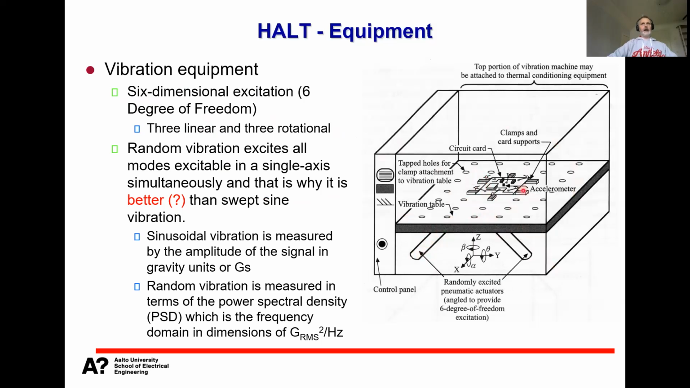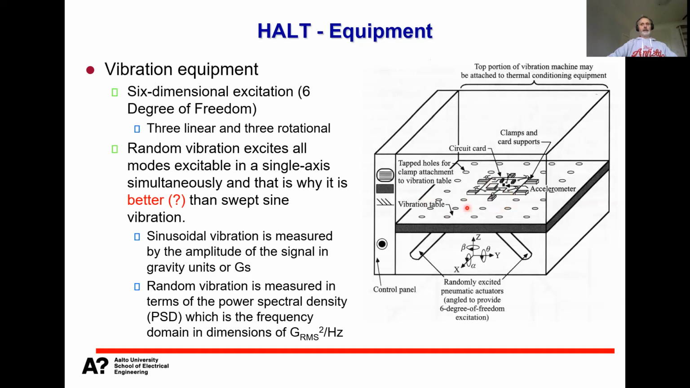where then you can have all these different directions of forces. And then in the random vibration, you cannot directly measure the G's, but you need to measure the root mean square G square. So it's a so-called power spectral density, which you measure in random vibration. So that is the basic difference.